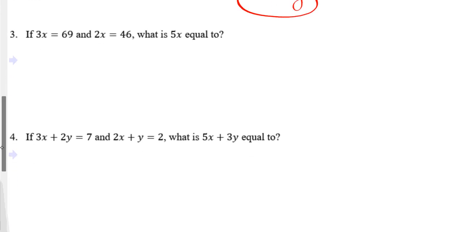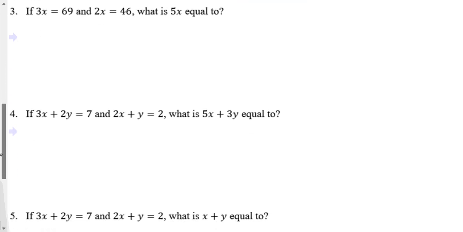Now, question number 3. I'm guessing that some of you, as you completed this question, solved for x to get x equal to 23, and then just multiplied by 5. But what I want you to notice here is that if I look at the left side of my equations, this 3x and the 2x, if I were to add those together, that would give me 5x. So if I add the 2x to this 3x, there I get the 5x. If I do that on the left side of the equation, then I'll also need to do it on the right side of the equation.